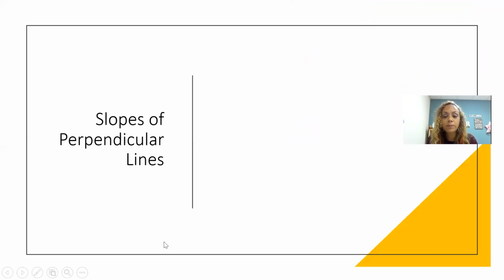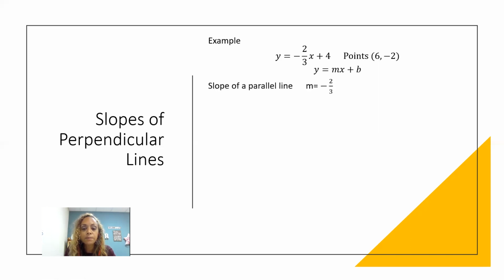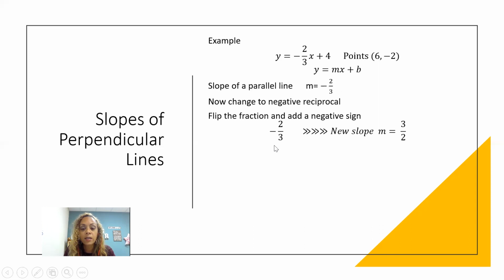Okay, let's do another one. Our next example: y is equal to negative 2 over 3x plus 4, and we have the point 6 and negative 2. There's our slope-intercept formula. So we know the slope is negative 2 over 3. Now we change to the negative reciprocal, so we flip the fraction and add a negative sign. Well, it's already negative, so a negative times a negative is a positive. So now the new slope is 3 over 2.